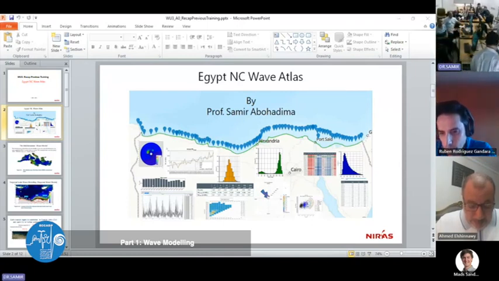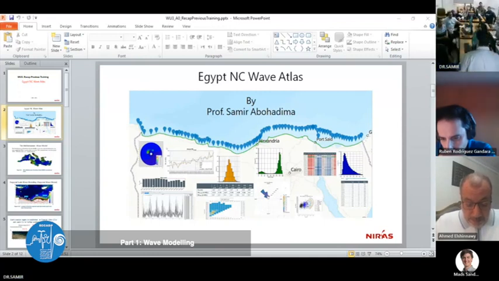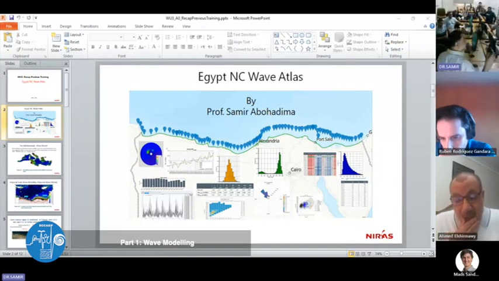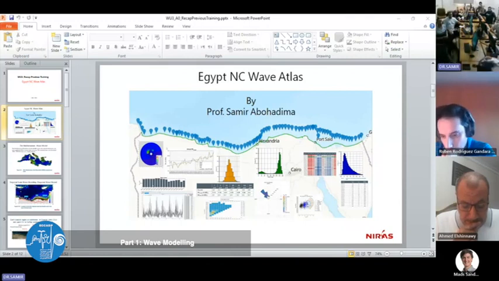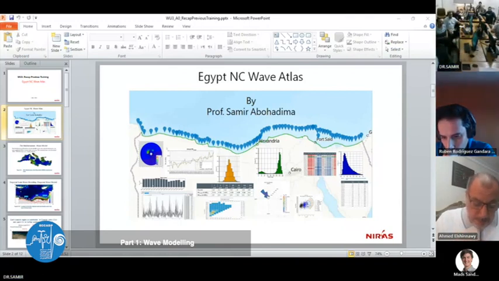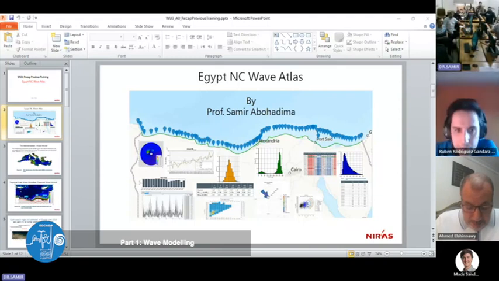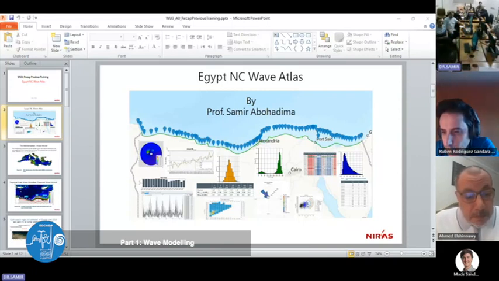In my previous training day, I was talking about the Egypt Wave Atlas. We talked about the wave model we developed, and I would like to rename it as the first atlas for waves in Egypt. This atlas covers all the north coast with 80 points, starting from the global Mediterranean Sea model, which covers all the Mediterranean Sea.